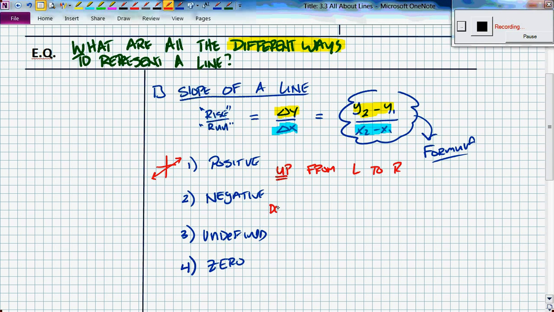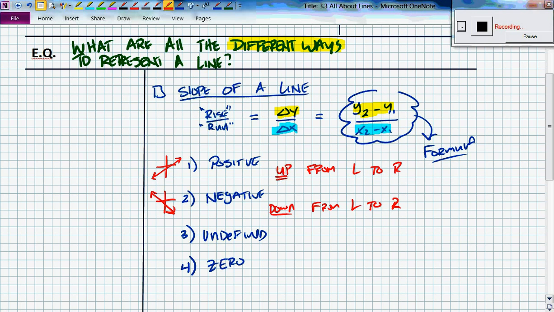Now, how would you describe in words negative slope? Down. Very good. Now you guys are catching on. Down from left to right, just the same way you read a book. So it goes down. It looks like this. This is a negative slope. It's going down from left to right.